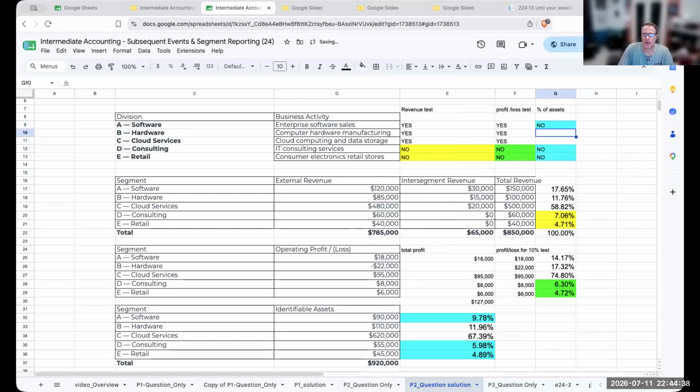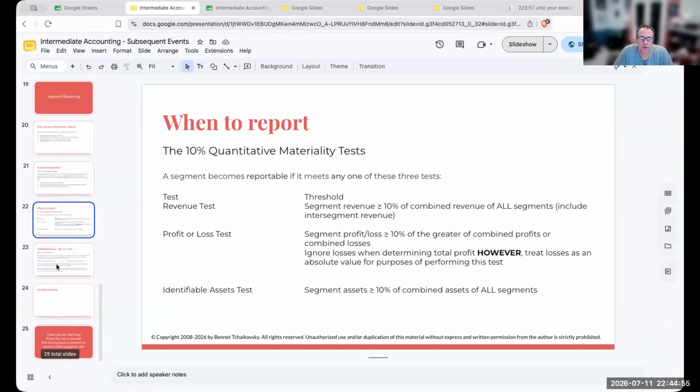one test. Okay, so here, what are the reportable segments going to be? It's going to be anything that had a yes. So A, B, and C will go through and be our reportable segments according to these tests.